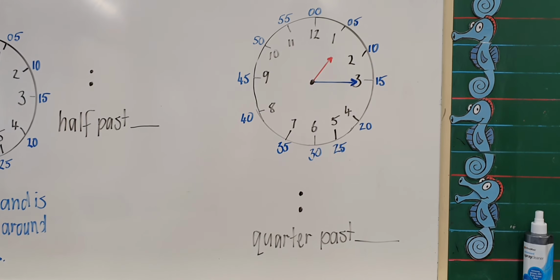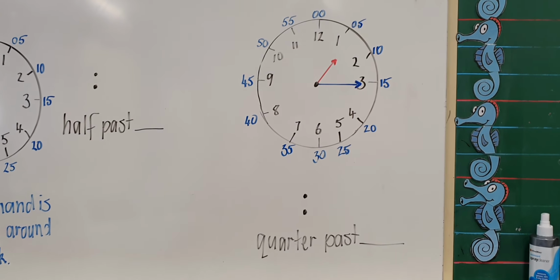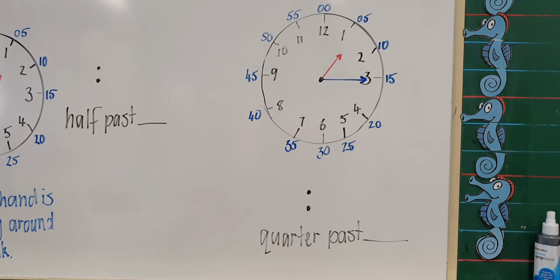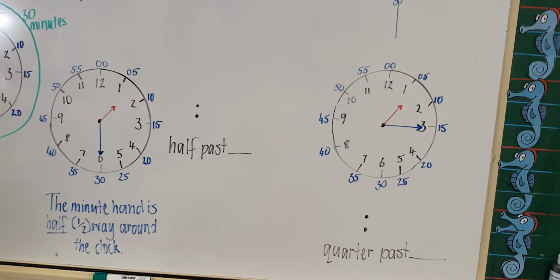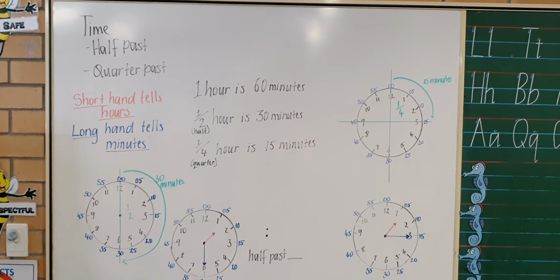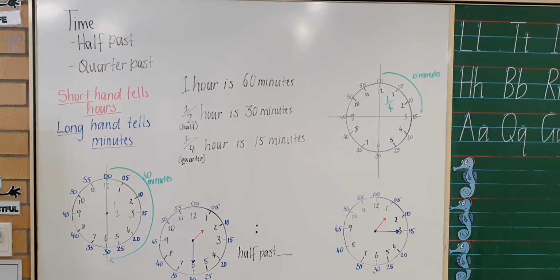Have a think about how you could write that, showing the time on this clock. Can you see any correspondence with fractions between half and quarter?